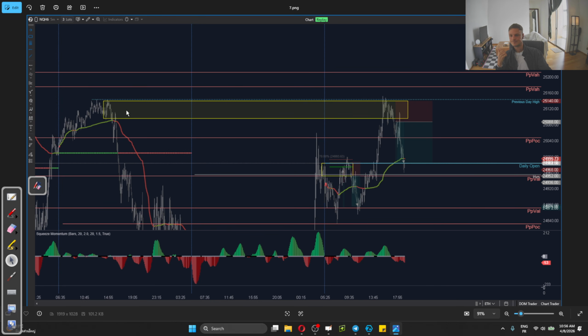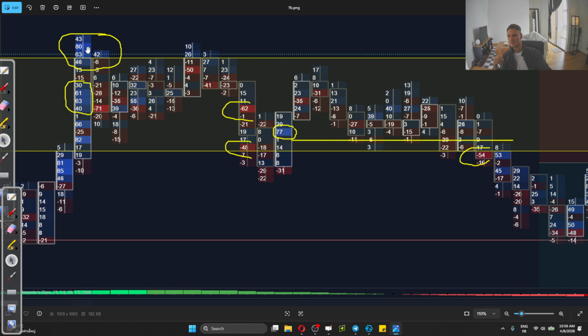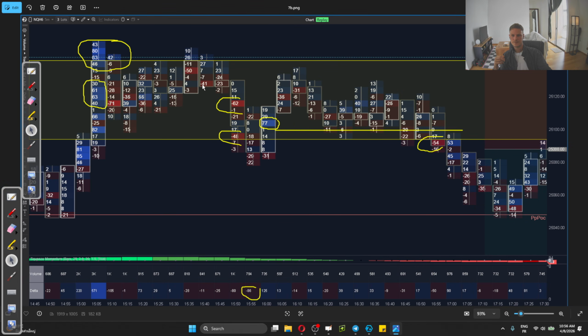Previous day high, order block, right? Area of supply. Not huge confluence, but good enough, it seems. And let's look at the order flow. Yeah, plus 80, 63, 46, 43, big numbers, 61, 63. Starting to see some sellers, minus 71, minus 50. And then what happens, we start closing below. I was more patient on this trade.